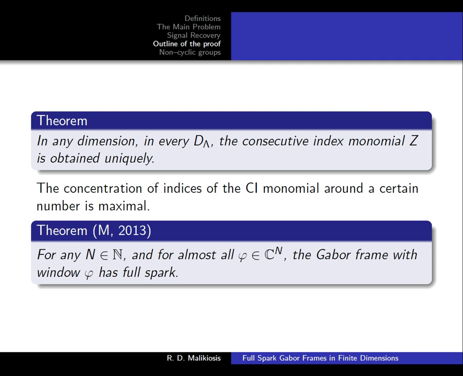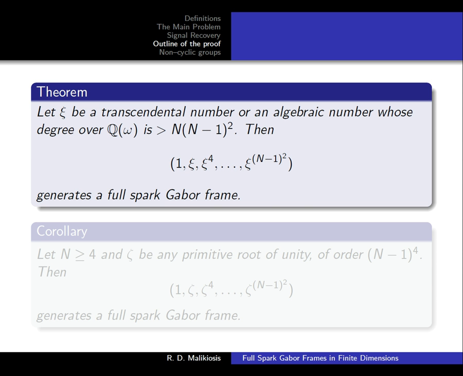And this proves that for any n and for almost all windows, the Gabor frame with window phi has full spark. And the good thing about the minimum, the fact that this consecutive index monomial is minimized, is that it uniquely minimizes the mean, the second moment, and also gives you some nice construction.